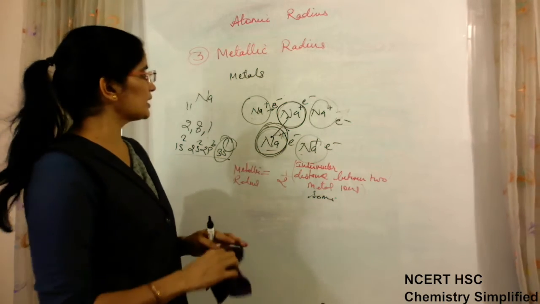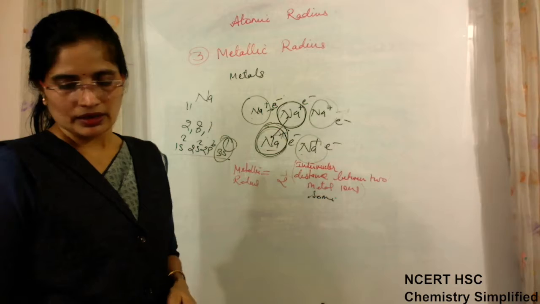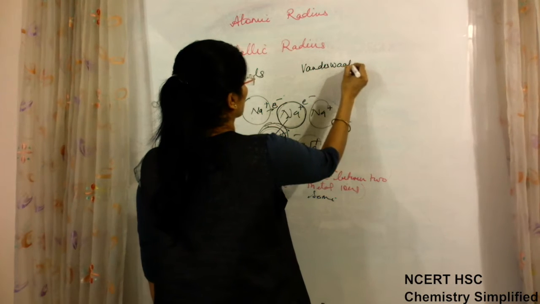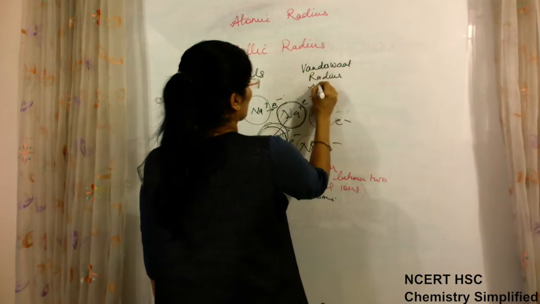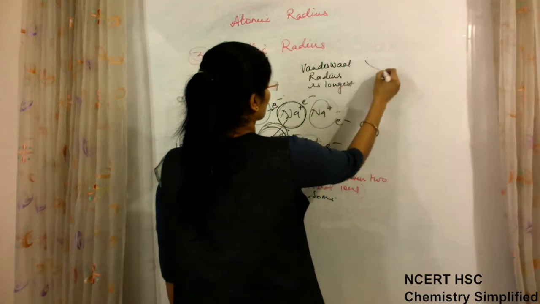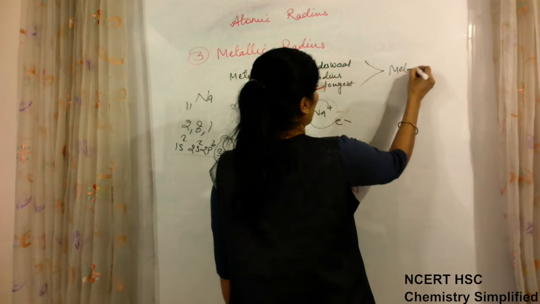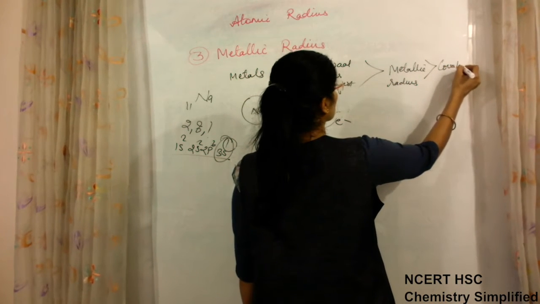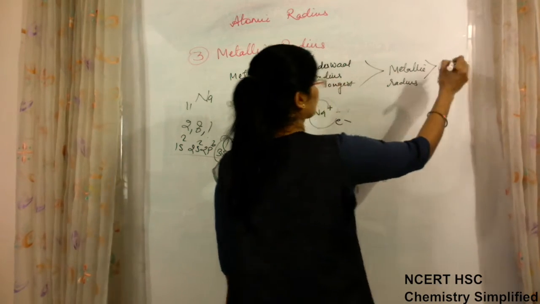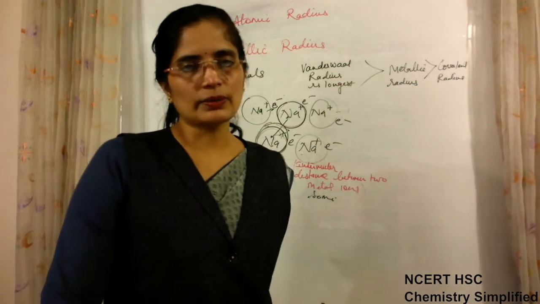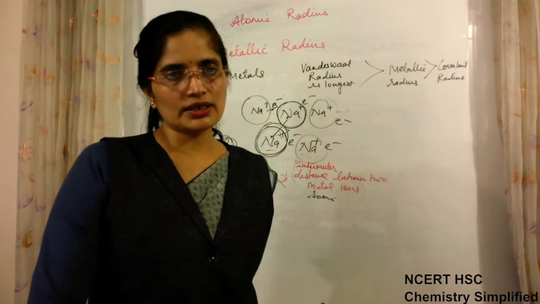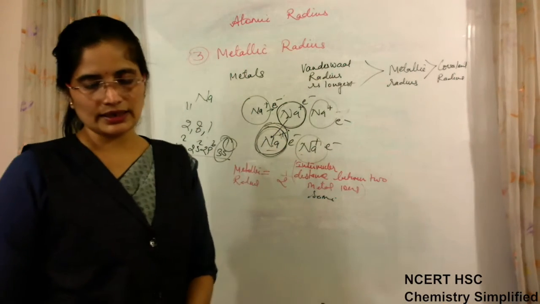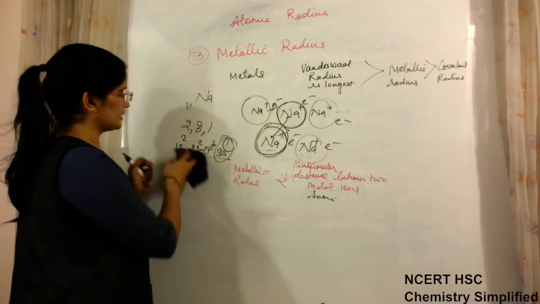Okay, so if we compare the three radii, always van der Waals radius is longest. Okay, then metallic radius, and the smallest is covalent radius. The smallest one is covalent radius. Okay, this is the order. Van der Waals radius is always longest, then metallic radius, then covalent radius. This order will be followed every time.